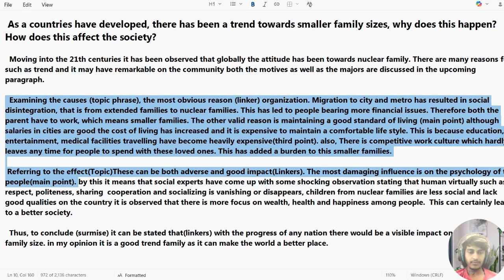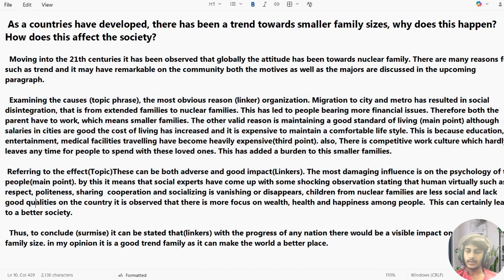Children from nuclear families are antisocial and lack respect and good qualities. On the contrary, it is observed that there is more focus on wealth, health, and happiness among people. This can certainly lead to a better society.